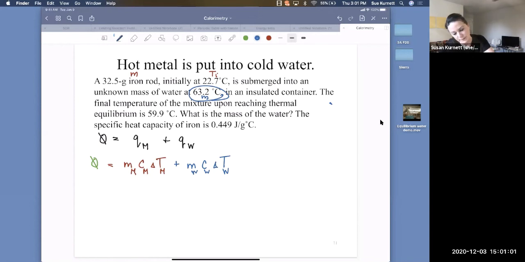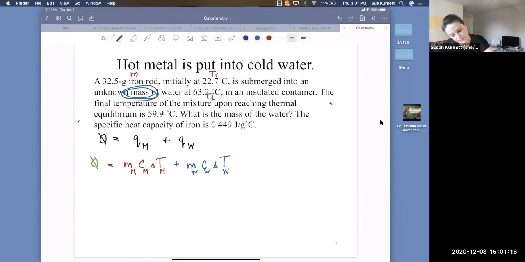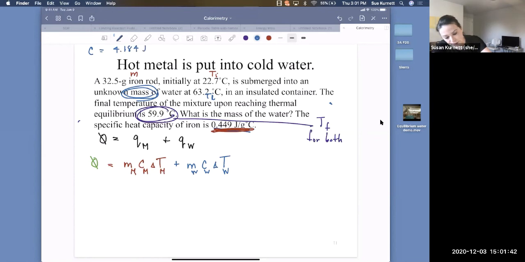Oh, unknown mass. I'm going to find the mass of the water, but I have an initial temperature for the water, and then I have a final temperature for both. We're told what the specific heat of the metal is, and we just need to know what the specific heat of the water is. It's liquid, so it's 4.184 joules per gram degree C.